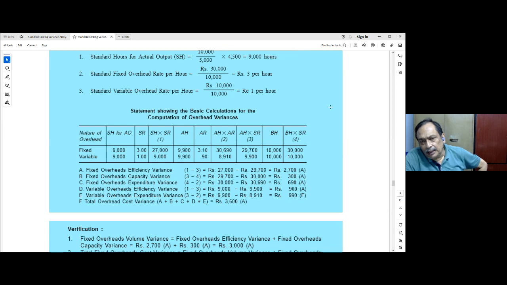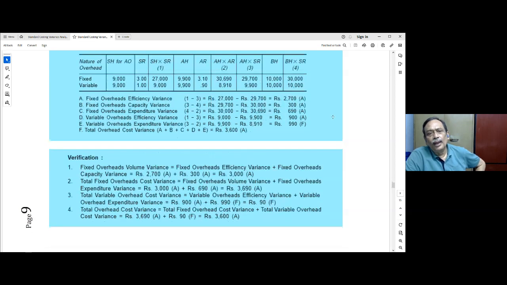Actual hours are 9,900, both for fixed and variable. Actual rate is 3.10 and 0.90. So AH into AR, that is 2, comes to 30,690 and 8,910. Then AH into SR is 29,700 and 9,900. BH is 10,000, 10,000. So BH into SR is 30,000 and 10,000 respectively for fixed and variable.